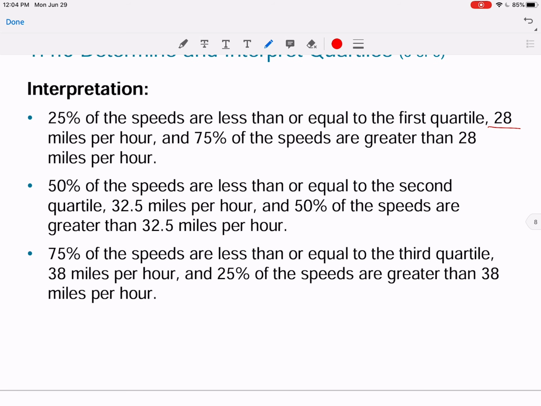Similarly, 50% of the speeds are less than or equal to the second quartile, 32.5 miles per hour, and 50% of speeds are greater than 32.5 miles per hour, because the second quartile, or the median, divides the whole data set into the bottom half and the top half.